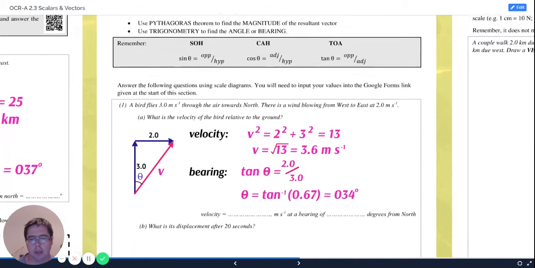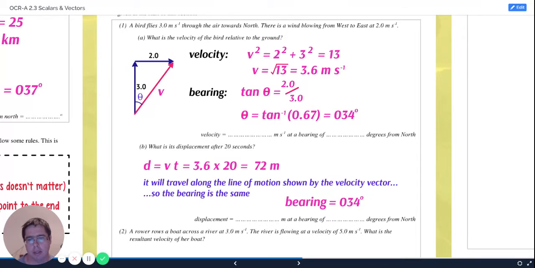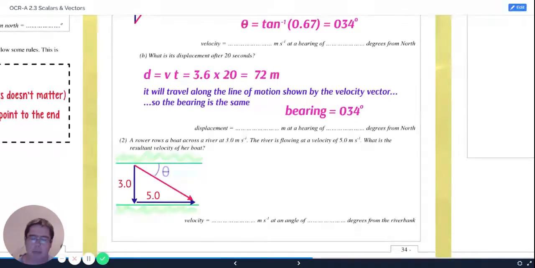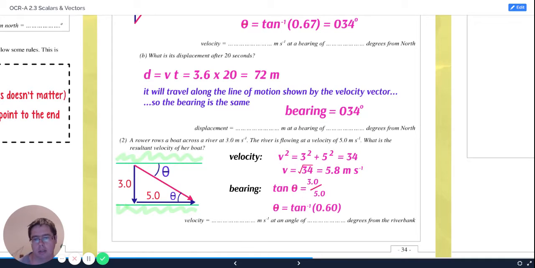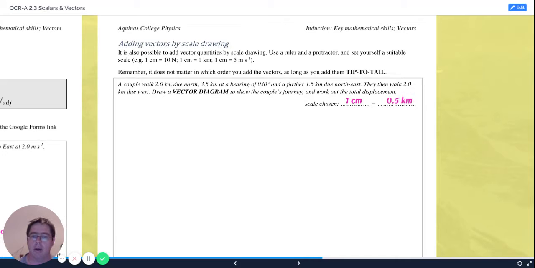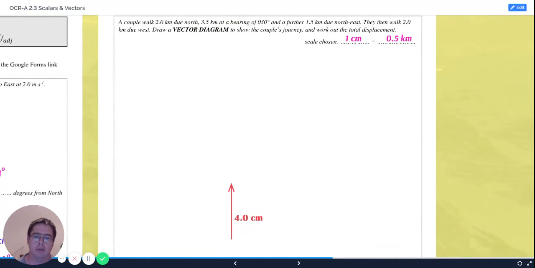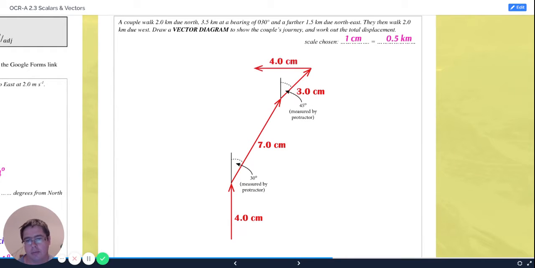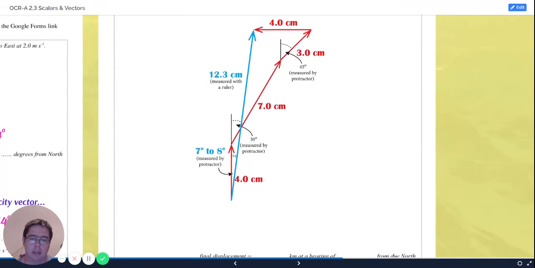So we talked that one through. We've talked about the displacement bird, and we've also talked about the velocity of the rowboat. We've got 31 degrees from the riverbank. On here, I've chosen a scale of 1 centimetre is 0.5 kilometres, so 2 centimetres per kilometre. And then worked very carefully out. This is the diagram that I get, drawn neatly and tidily. And somewhere between 7 and 8 degrees measured by a protractor for my resultant.